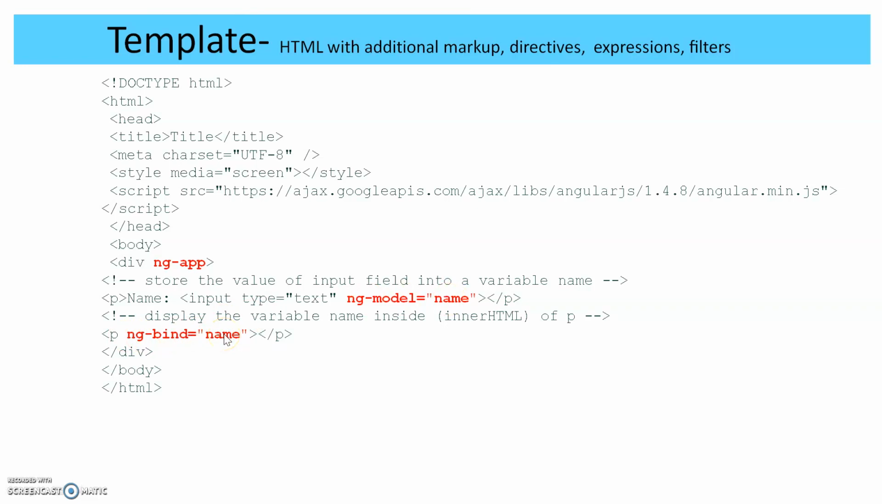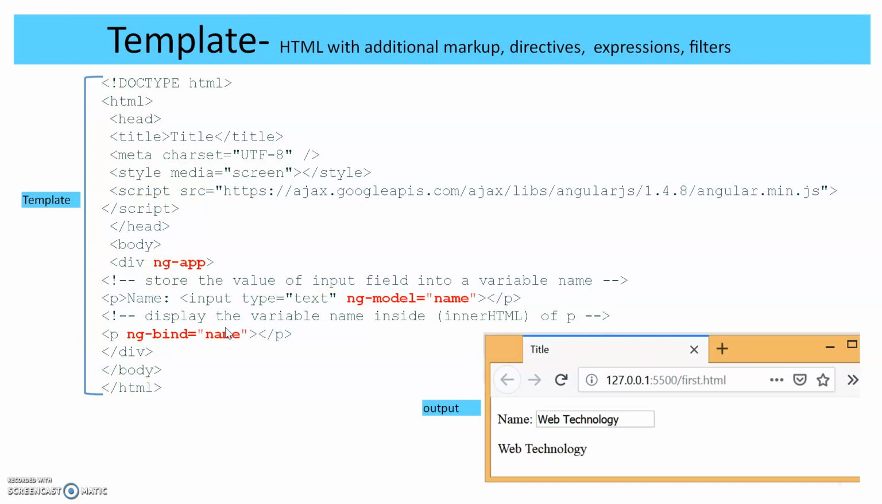So this is the total template, which contains HTML plus directives, and the output will be, if I type here web technology, this line is the input text, and whatever contents are in it are referred to with the name here in the bind. So whatever you type will be the output here.